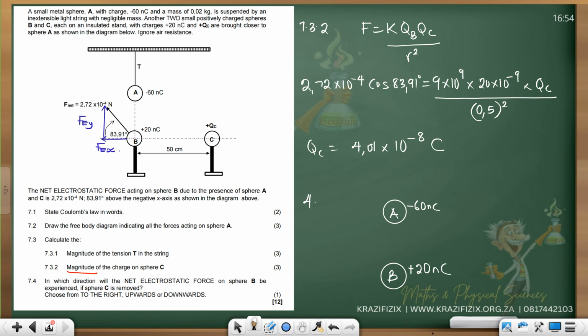Mohammed says upwards. Okay, give a reason why. The magnitude of the 60. So the number of electrons in A is more than in B. So A would have a greater, not really a greater force. Can I say a greater force? I'm trying to.